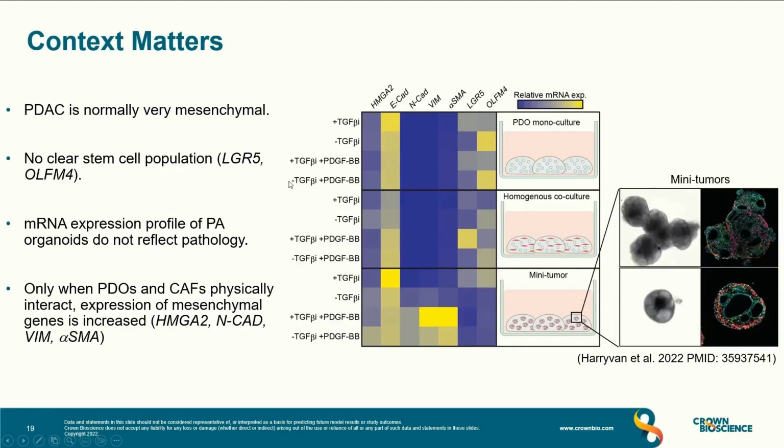So this is a very important example that I want to give, and it really shows that context matters. For example, PDAC, a pancreatic cancer subtype that is normally very mesenchymal and doesn't contain a very clear LGR5 or OLFM4 stem cell population. If you start looking at different ways of culturing cancer cells and co-cultures, here we have organoid monocultures, organoid co-cultures with fibroblasts that are just homogeneously added to the gel, and then a mini tumor type co-culture where the cells are first aggregated before plating, and so this looks a bit like these.